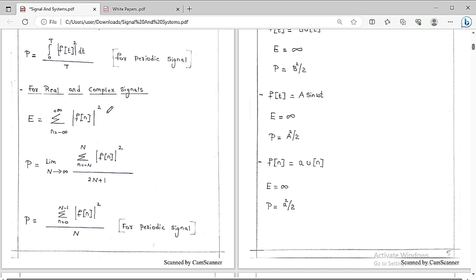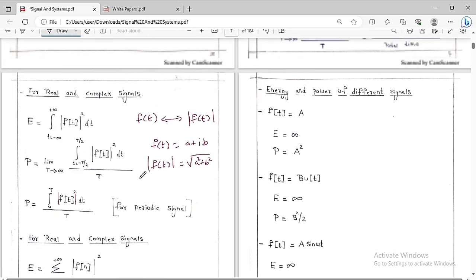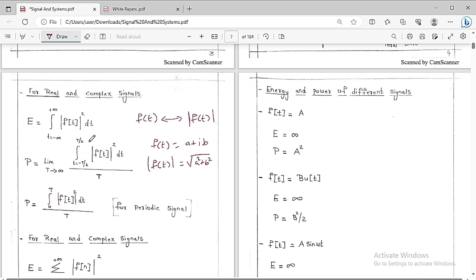These signals can be real value signals or complex value signals. E is equal to sigma n is equal to minus infinity to plus infinity mod of f of n whole square, and power is equal to limit N tends to infinity sigma n is equal to minus N to N mod of f of n whole square by 2N plus 1. And if you want to find the power for a periodic signal, then P is equal to sigma n is equal to 0 to N minus 1 mod of f of n whole square by N for periodic signals. So finally I am going to do a revision of these two formulas.